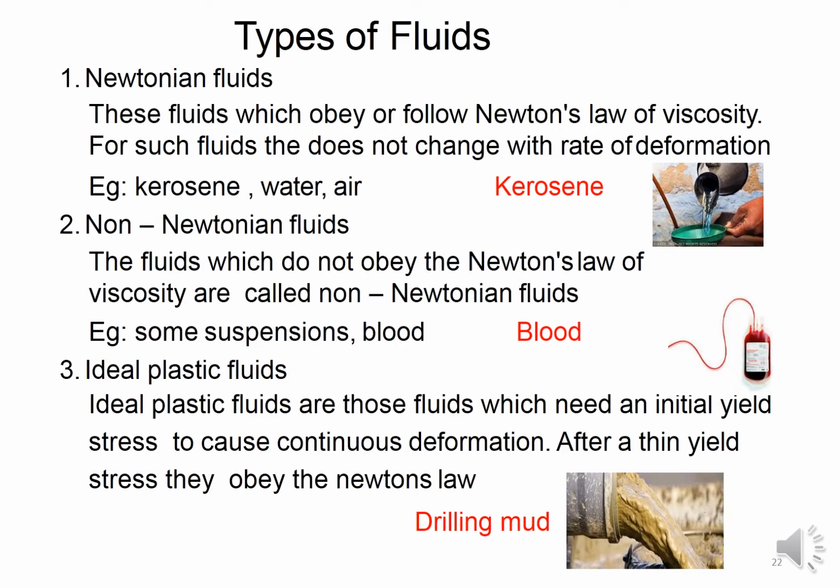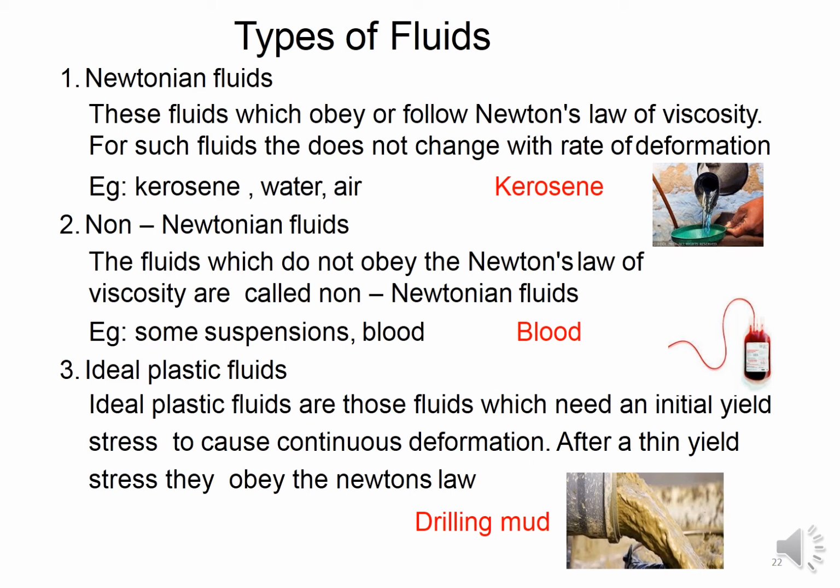So types of fluids: Newtonian fluid, non-Newtonian fluid, ideal plastic fluid and plastic fluid. We'll see one by one now. Newtonian fluid, the fluids which obey Newton's law of viscosity. What is Newton's law of viscosity? Tau is equal to mu into du by dy. If that is obeyed, then it is called a Newtonian fluid. It means there is friction within the fluid. Examples are kerosene, water, air, all are Newtonian fluids.